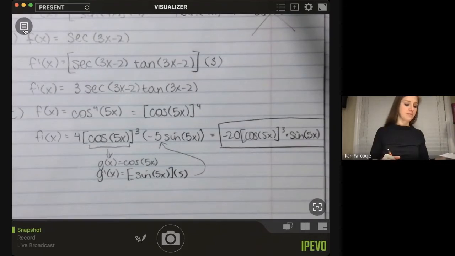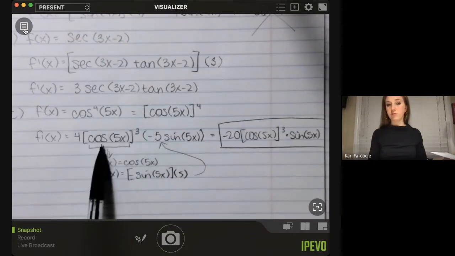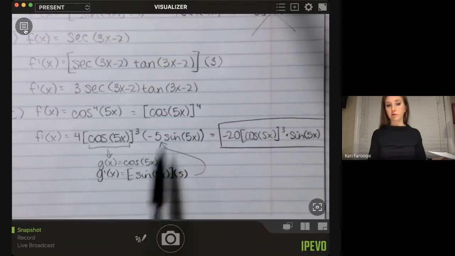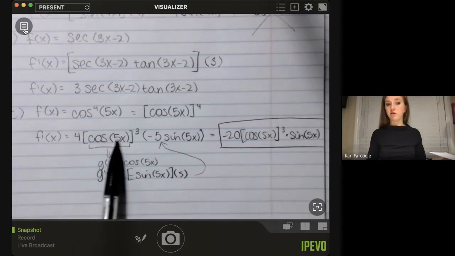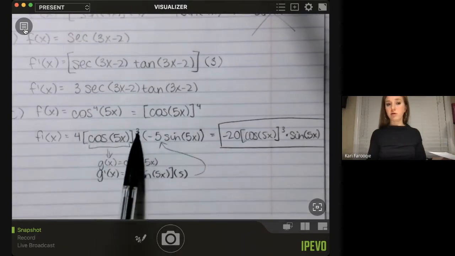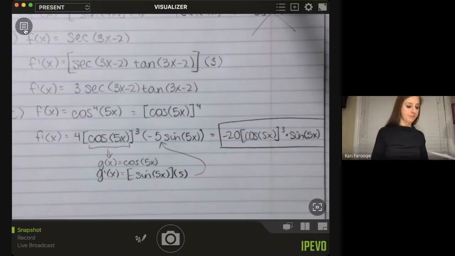So a little bit more going on with that one because it required 2 uses of the chain rule instead of just 1. We use the chain rule here to take the derivative of the inside function, but the derivative of the inside function also required the chain rule. So we brought the power out front, kept the inside function as is, decreased the power by 1, and then we multiplied by the derivative of cosine 5x to get us here.